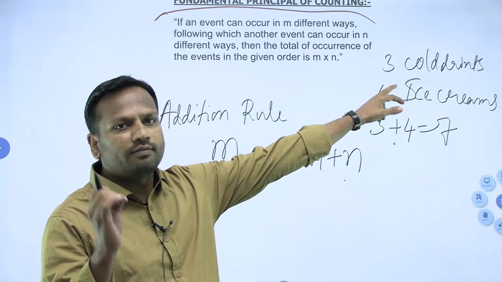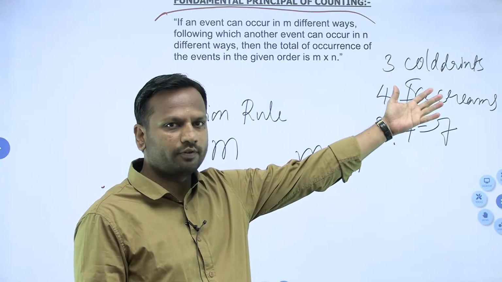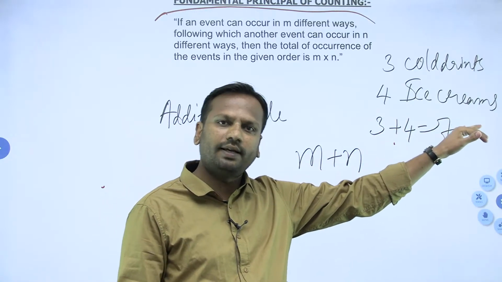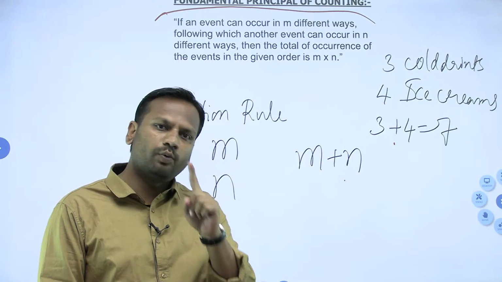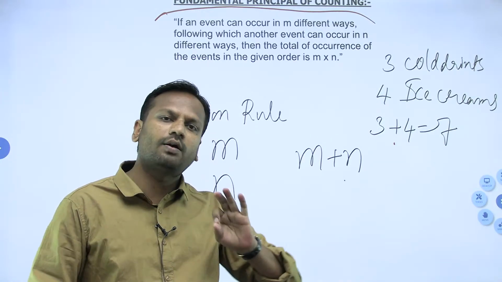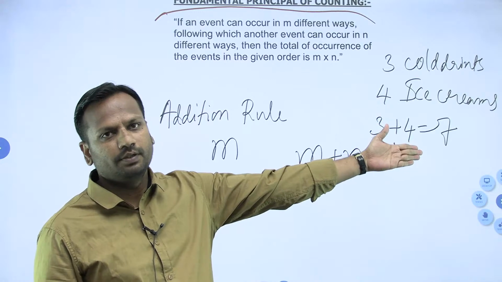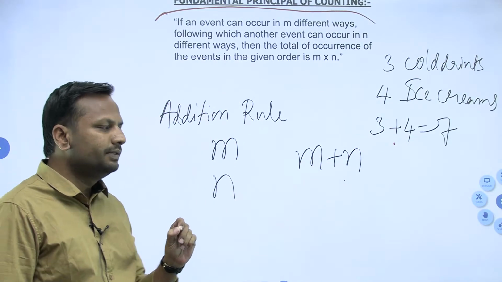You can take the first kind of cold drink, second kind, or third kind of cold drink, or you can take the first kind of ice cream, or second kind, third kind, or fourth kind. So in total the possible ways are how many? 7. Only one you will be taking, either cold drink or ice cream, but total possible ways are 7. Got it, students?